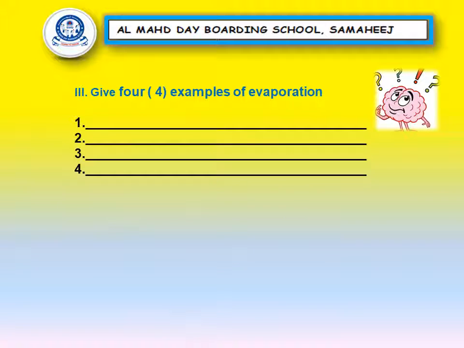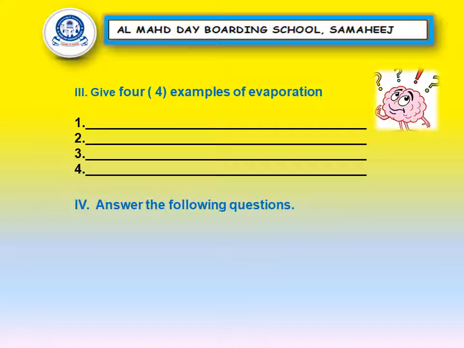For part 3 of assessment number 1, you're going to give 4 examples of evaporation. You're going to write 4 different examples of evaporation. I'll give one example. Drying clothes under the sun.